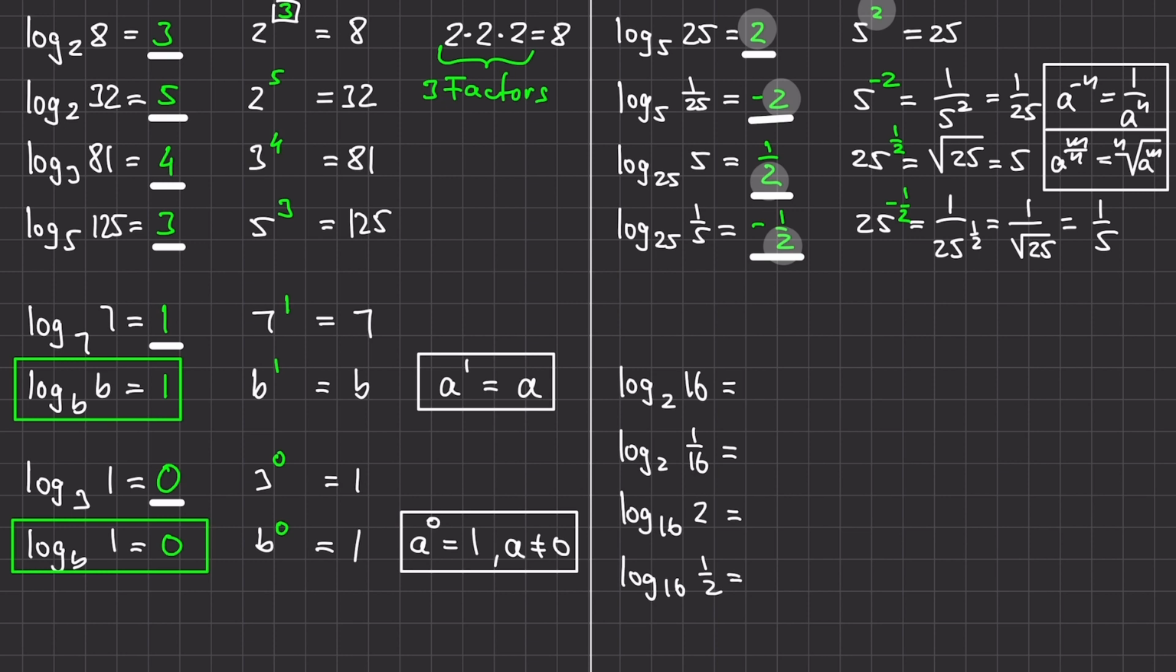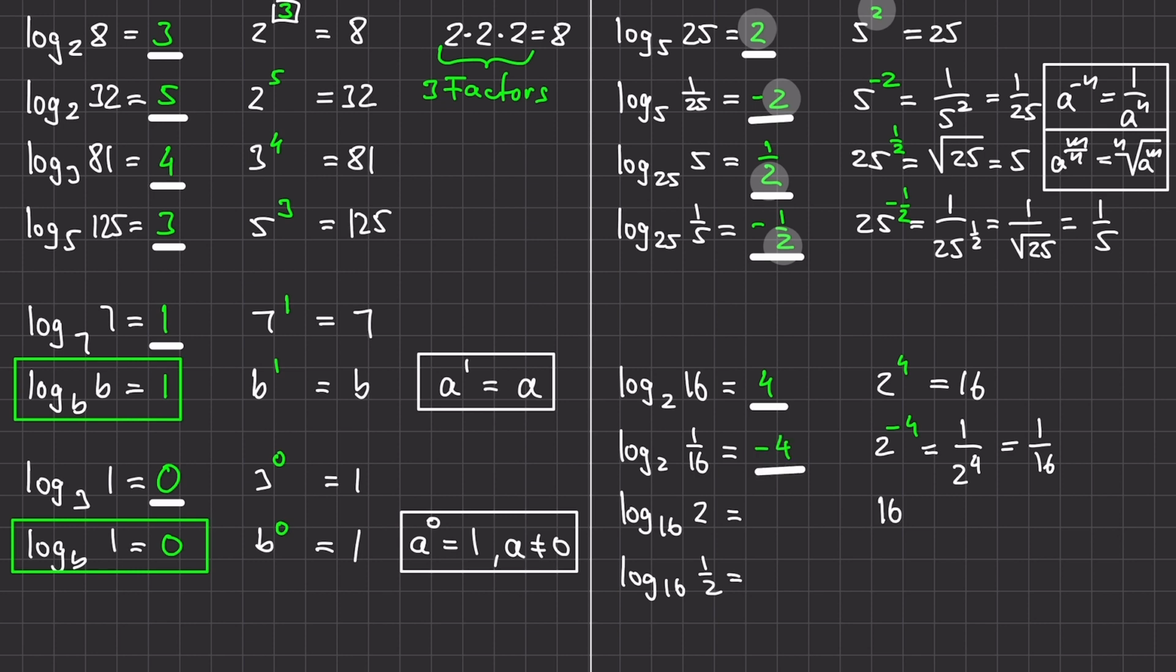I really encourage you to pause the video and try this on your own. 2 to the 4th equals 16. So log base 2 of 16 equals 4. 2 raised to negative 4 equals 1 over 2 to the 4th equals 1 over 16. So log base 2 of 1 over 16 equals negative 4.